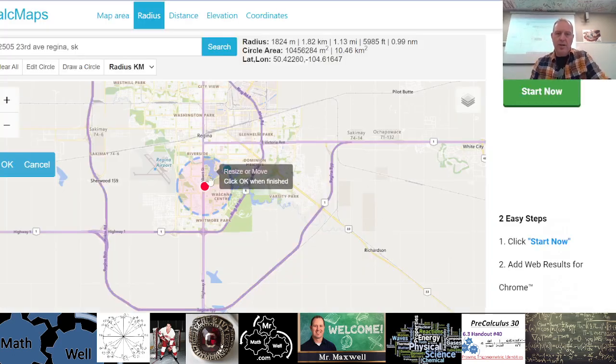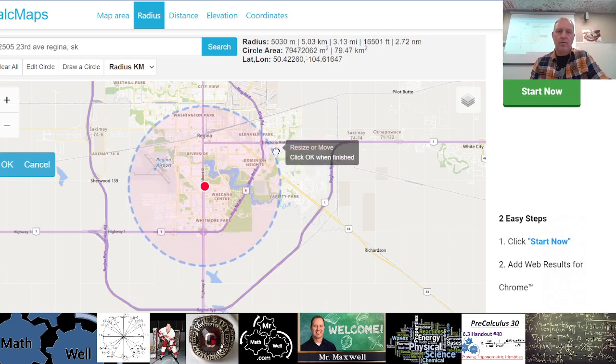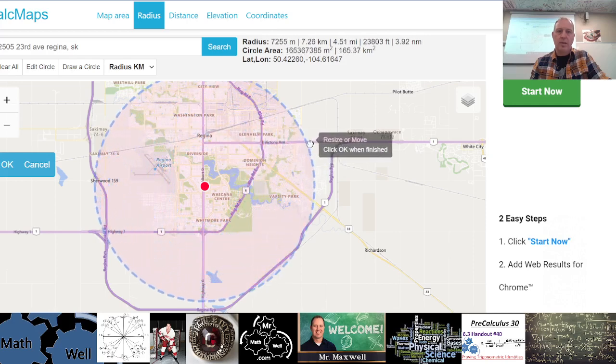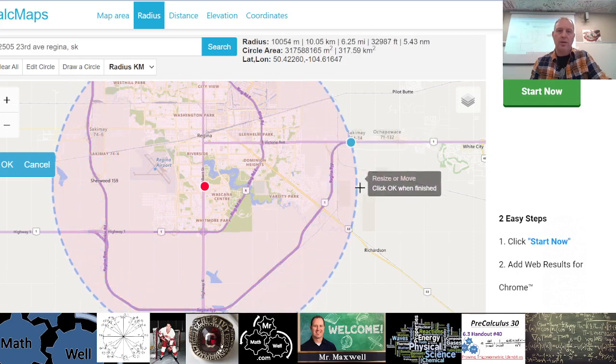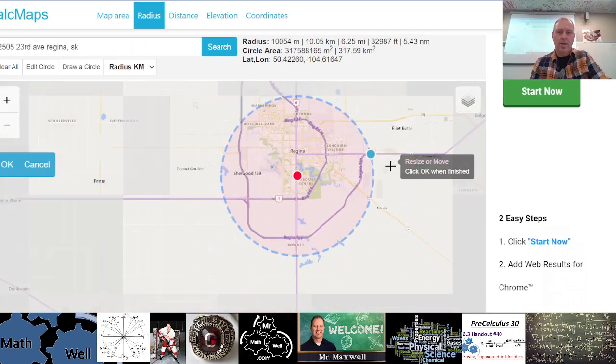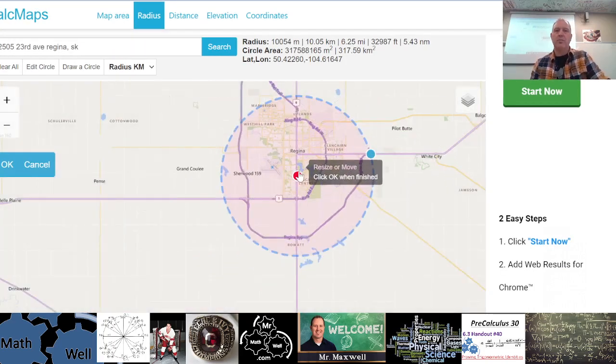Okay, so I've got a map of Regina here, and I've drawn a circle, and up at the top, this is a radius of 1.82 kilometers. So let's see where 37 million centimeters would take us. Okay, let's see. That's going to be about 10 kilometers right there. So about 10 kilometers. So look at that, 10 kilometers, and here's where our school is, right in the middle there. 10 kilometers, that's bigger than our city for sure, 10 kilometer radius.